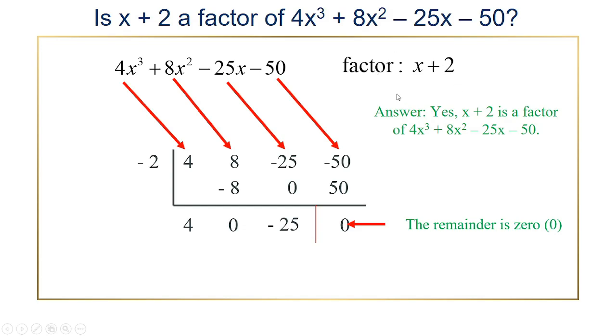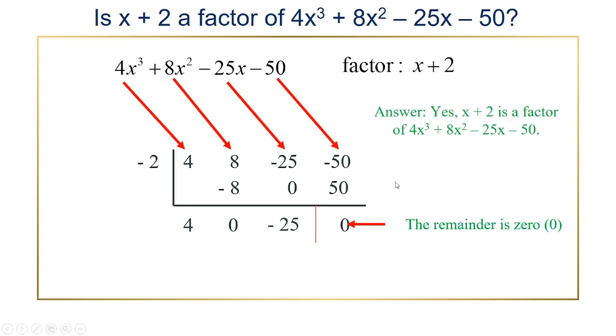So a binomial is a factor if and only if the remainder equals 0. Remember that, because it is exactly divisible by x plus 2. So whatever, if there is a remainder, then it is not a factor.